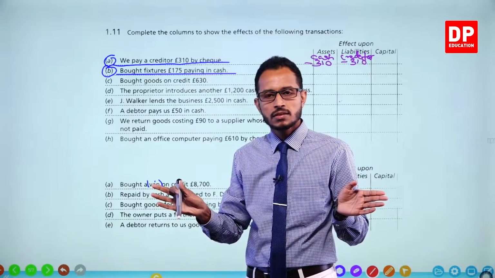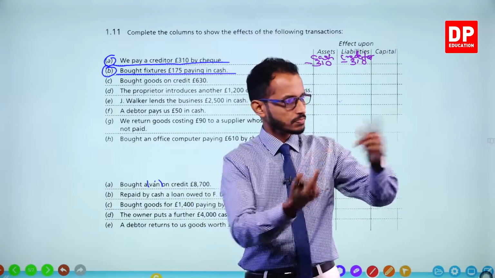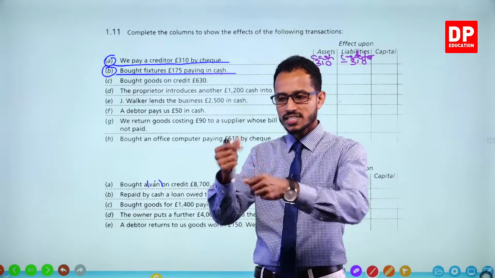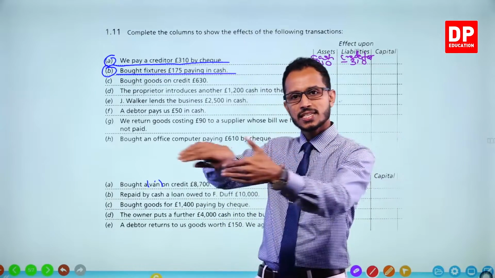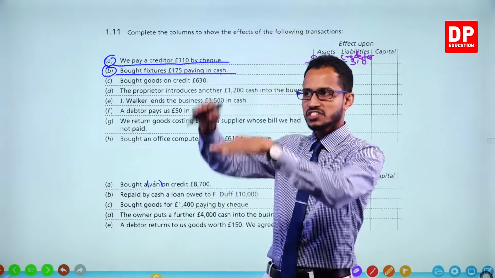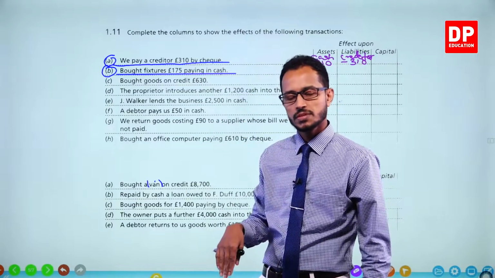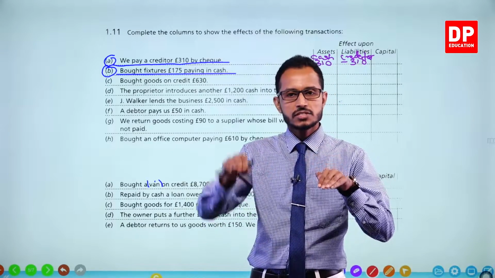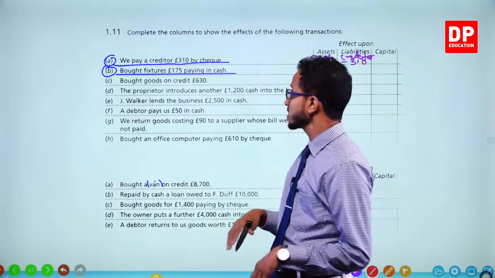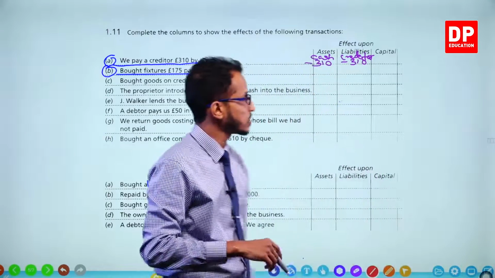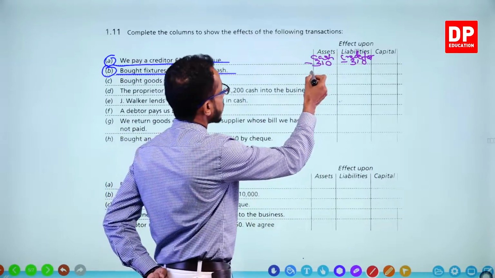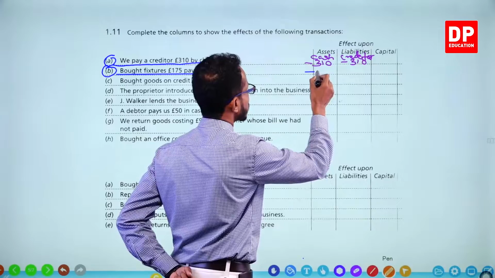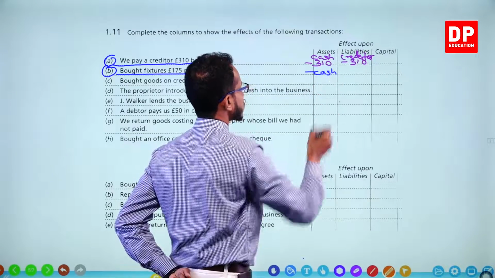What does it mean? We have paid cash, so cash goes out, but fixtures come into the business. One asset decreases, but the other asset, because it's new fixtures, the business fixtures increases. So one asset decreases, the other asset increases. Which asset decreases? Cash asset decreases. That means under assets, I have to write minus cash. Cash asset decreases.